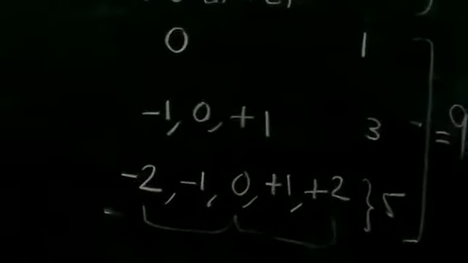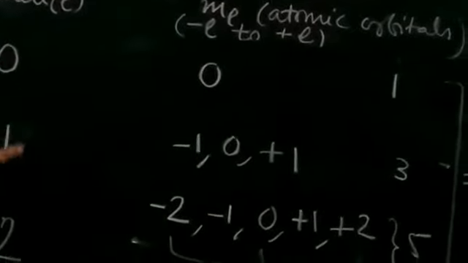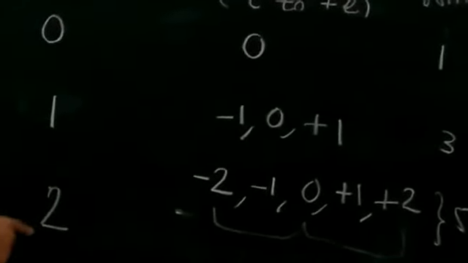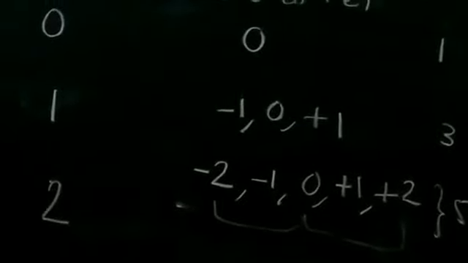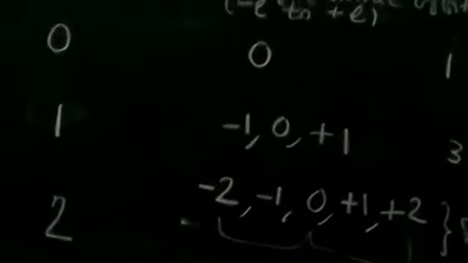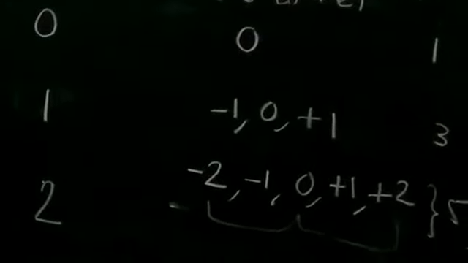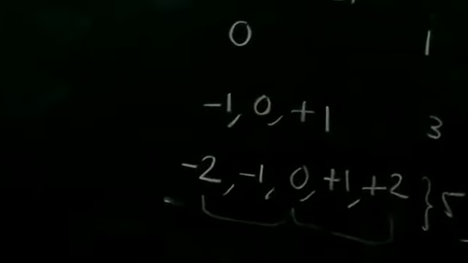Right, students? So again I am telling, 0 indicates the S, 1 indicates the P and 2 indicates the D. Now a question can come to your mind: what does the S indicate, what does the P indicate, D and F, right? What is the full form of it, or what is going to be indicated here?